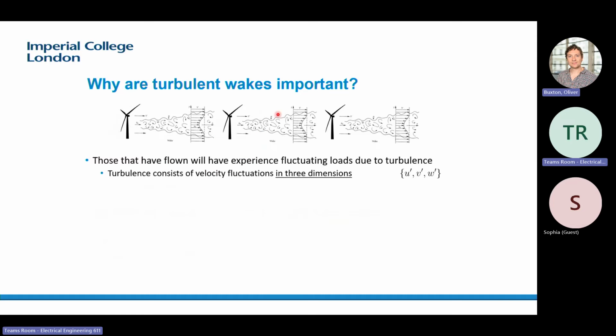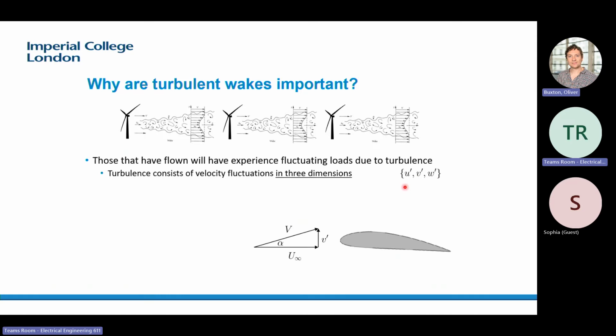Now, we mentioned that the wakes are turbulent. So not only is there a velocity deficit, but the flow is also turbulent. And that means that we have velocity fluctuations in 3 dimensions. So I might have a velocity fluctuation in the streamwise direction, a velocity fluctuation in the vertical direction, and a velocity fluctuation in the spanwise direction.